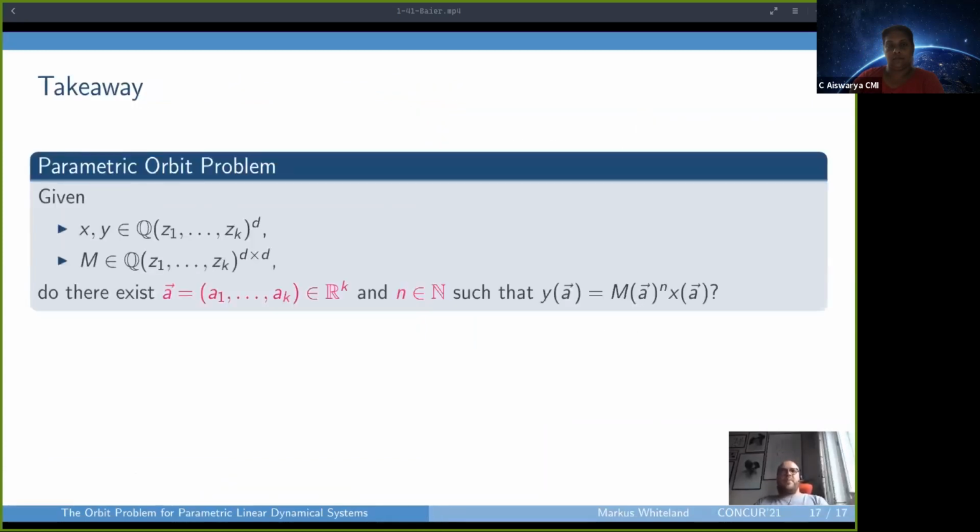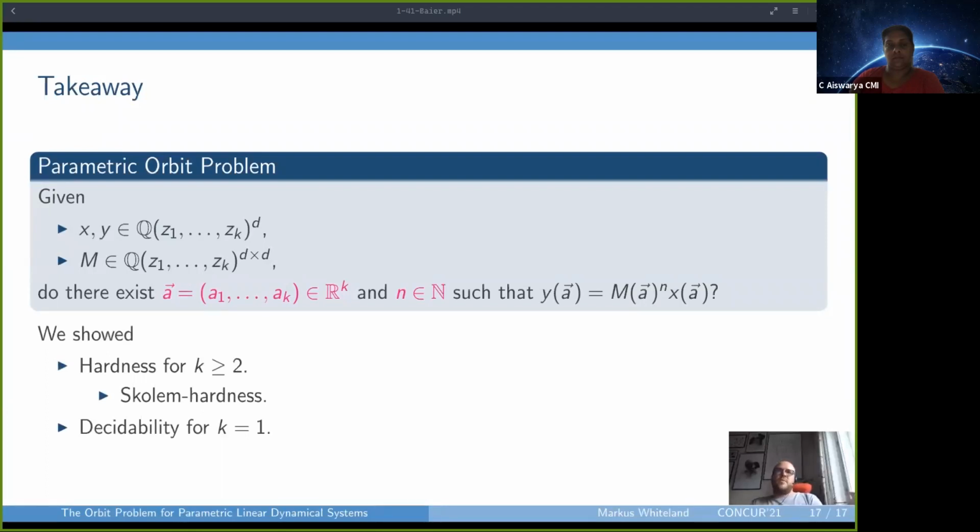As a recap, recall that the parametric orbit problem asks whether, given initial and target vectors consisting of rational functions and an update matrix also consisting of rational functions, there exists an instantiation of the parameters such that the induced target vector is in the orbit of the induced dynamical system. We show that the problem is hard for at least two parameters, and it is decidable for a single parameter.